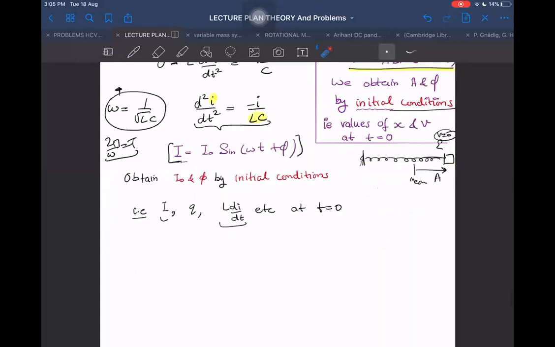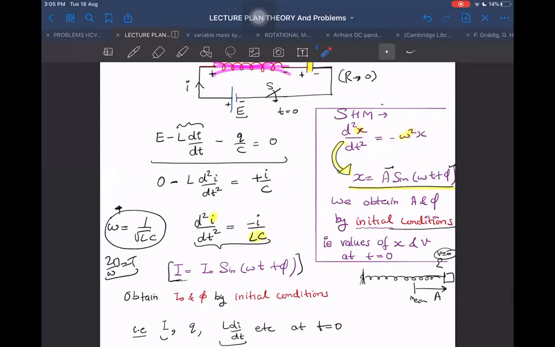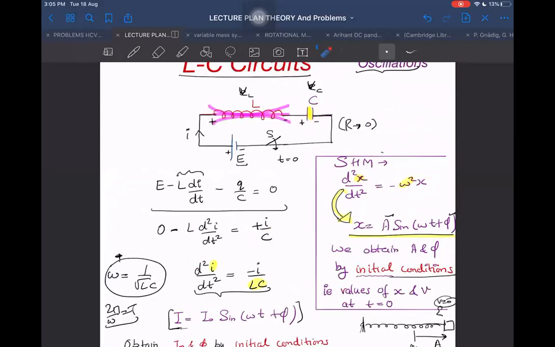Right. Now, Sir, you told R tends to 0. R is 0 here, resistance. R tends to 0 means R is 0? What it means is R is 0 here.